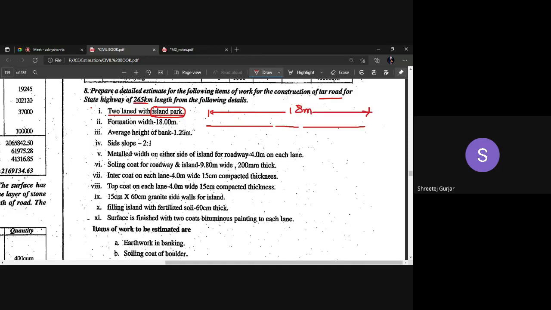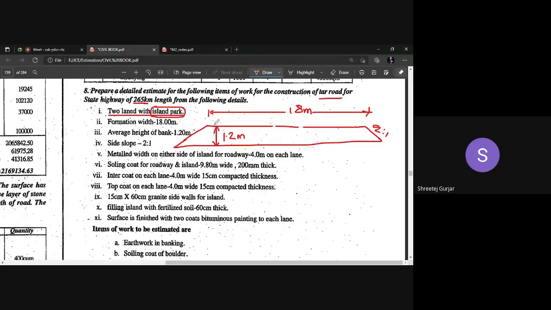No problem. Average height of bank. We have some banking which is provided. So consider this as a banking, and this average height is given as 1.2 meters. No problem. What about side slope? Side slope is mentioned as 2:1. No problem.